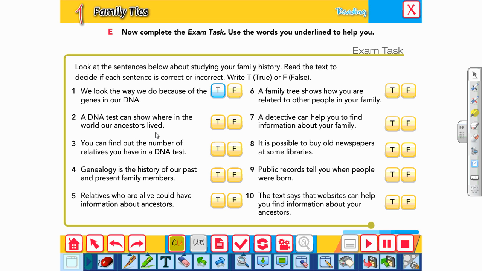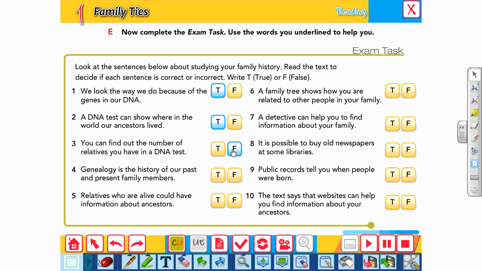A DNA test can show where in the world our ancestors lived. What do you think? Is it true or false? If we just make a DNA test, we're going to know where in the world our ancestors lived. Is it true or false? We're going to answer and then we're going to check it all at the end. You can find out the number of relatives you have in a DNA test. Is that possible? To know how many relatives I have from the DNA test? False.